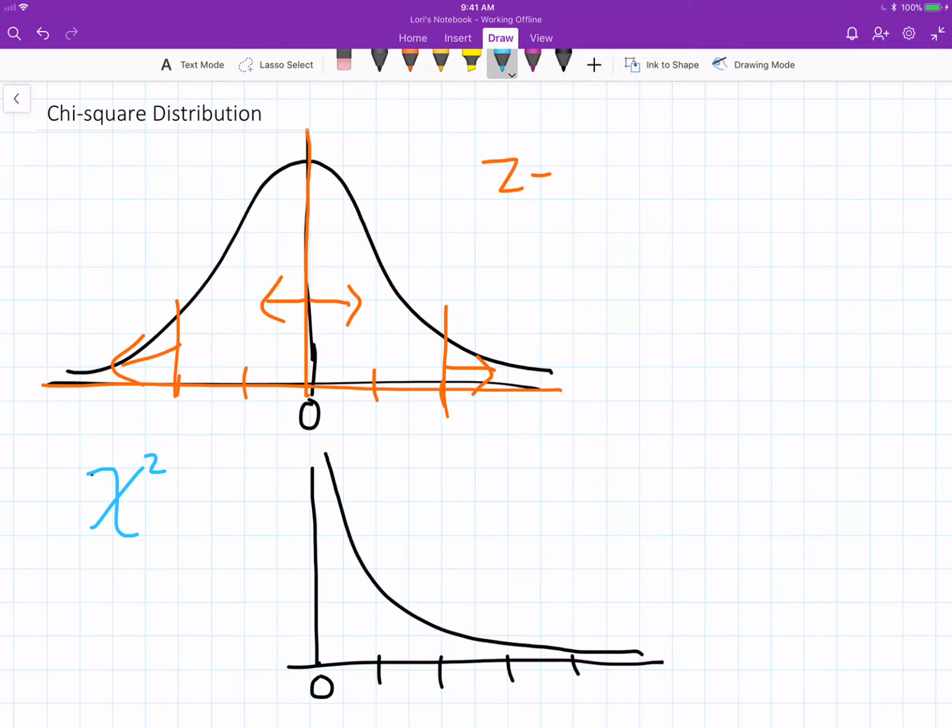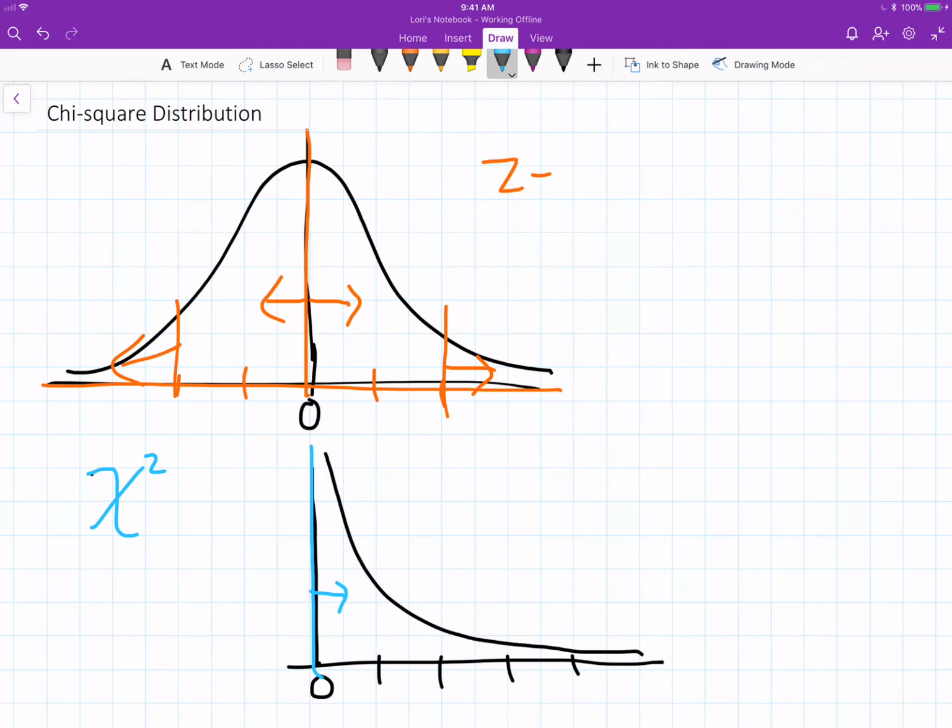First of all, it starts at 0. And so it is not symmetrical, it's asymmetrical. The whole entire distribution is above 0. So there's nothing to the left of 0, it's all to the right. And the shape of the chi-square distribution depends on what's called the degrees of freedom.